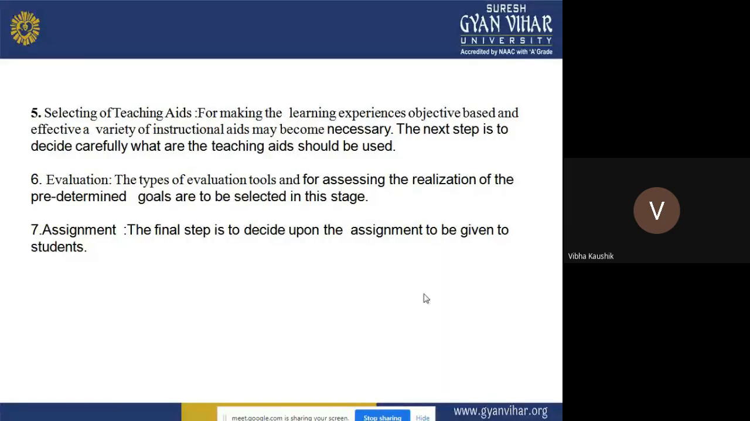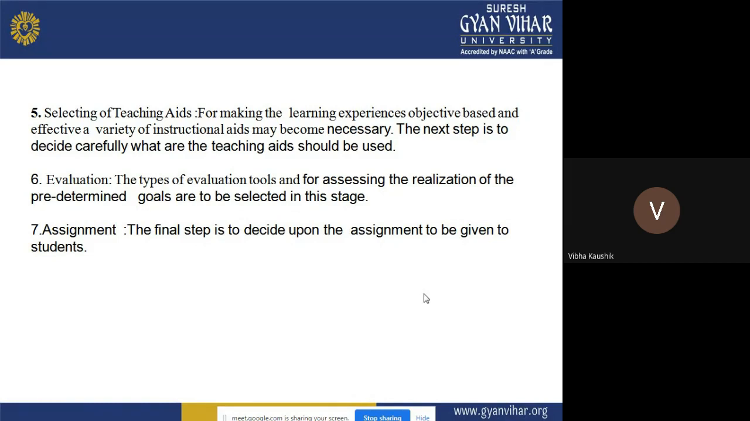Selection of teaching aids means which teaching aids will be used by the teacher for teaching that particular topic or unit, and this will help the teacher in achieving the objectives that have been designed or formulated in that particular unit. For making the learning experience objective based and effective, a variety of instructional aids become very necessary.